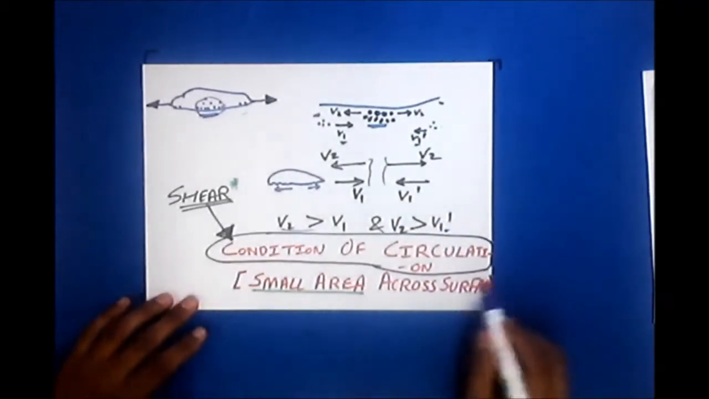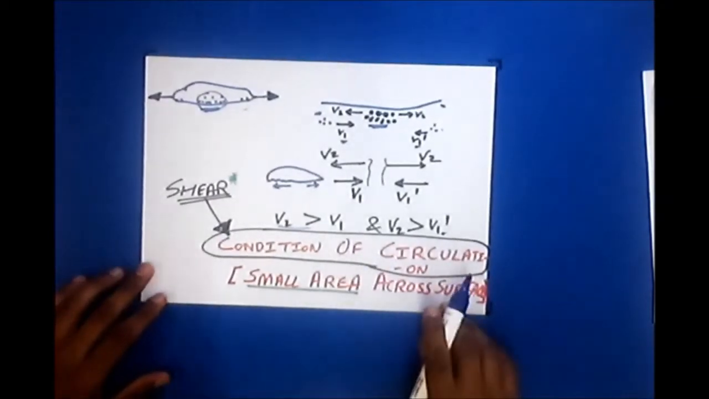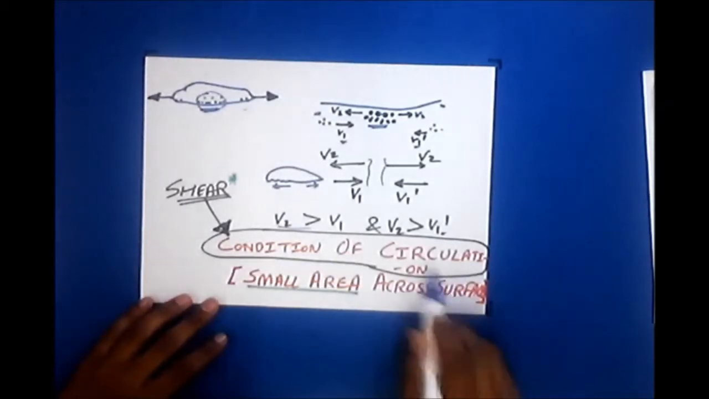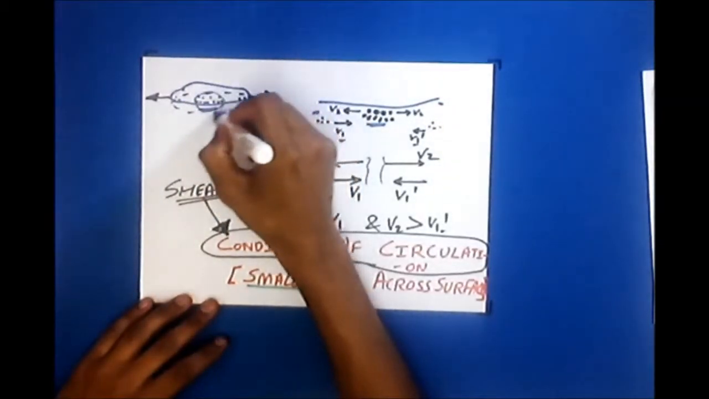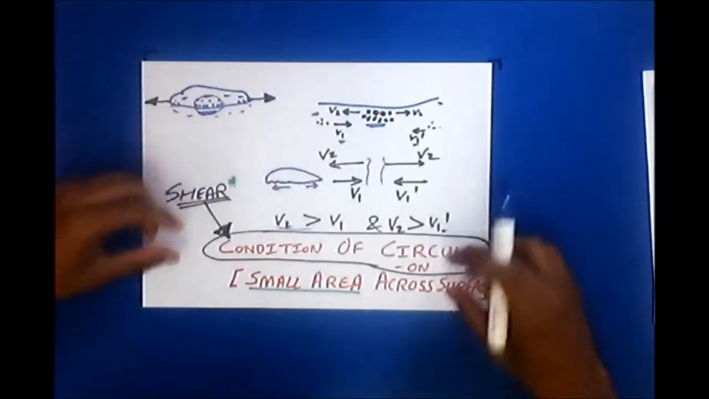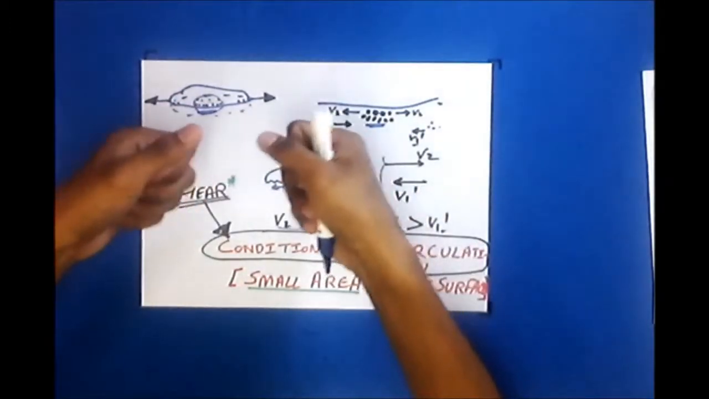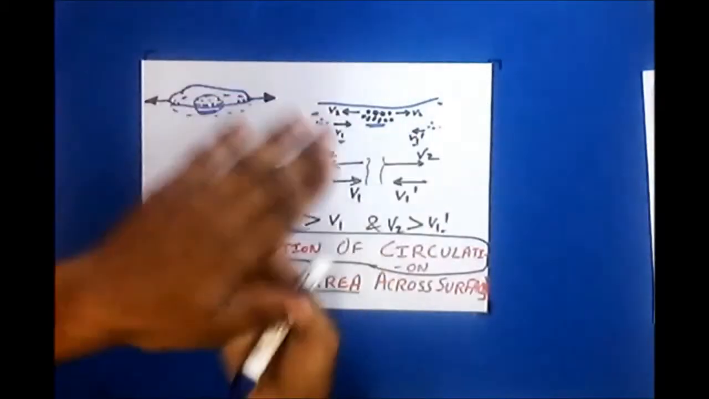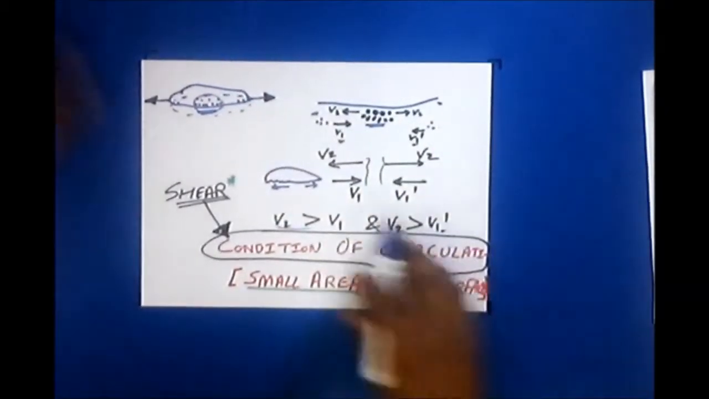Now this causes a condition of circulation. Again, as I mentioned, I'll stick to my promise and will not go into the mathematical derivation of this, but it creates a condition of circulation across this particular membrane or this particular layer. And this small area across the surface, due to this condition of circulation, causes a shear force. This shear force causes the liquid to move with respect to each other or relative to each other, and causes the oil drop to expand.